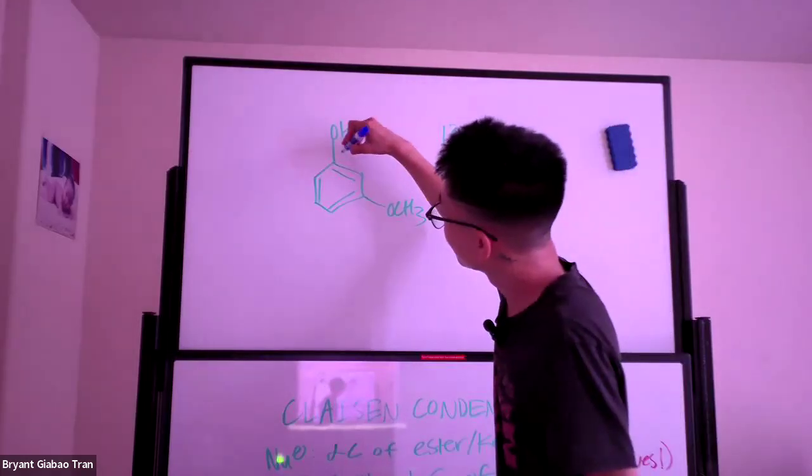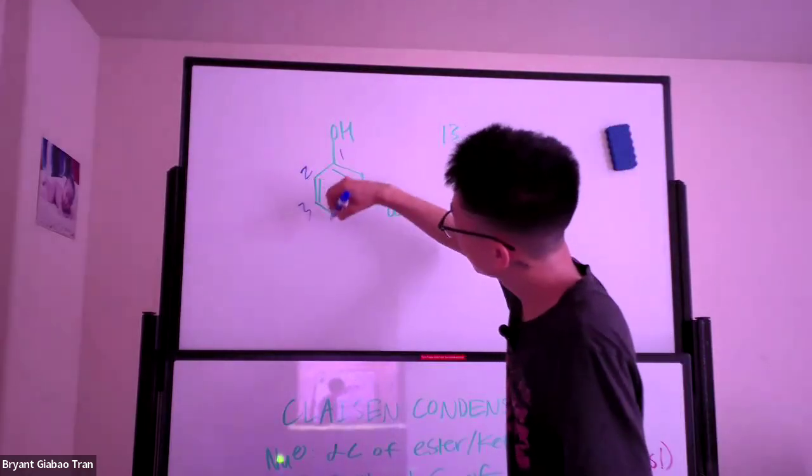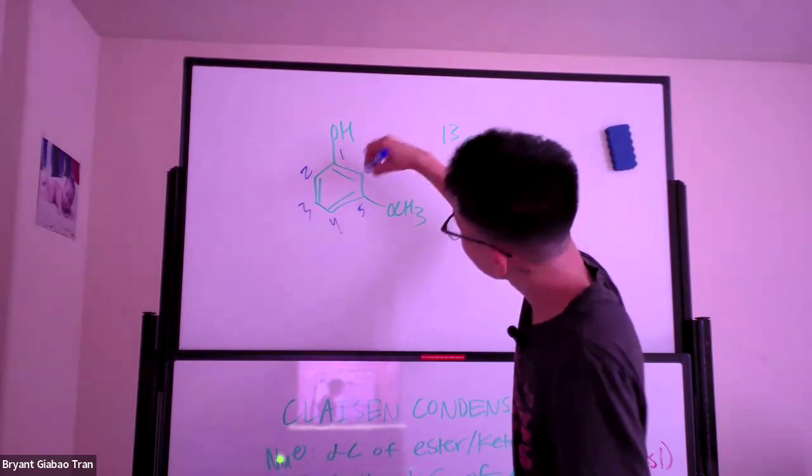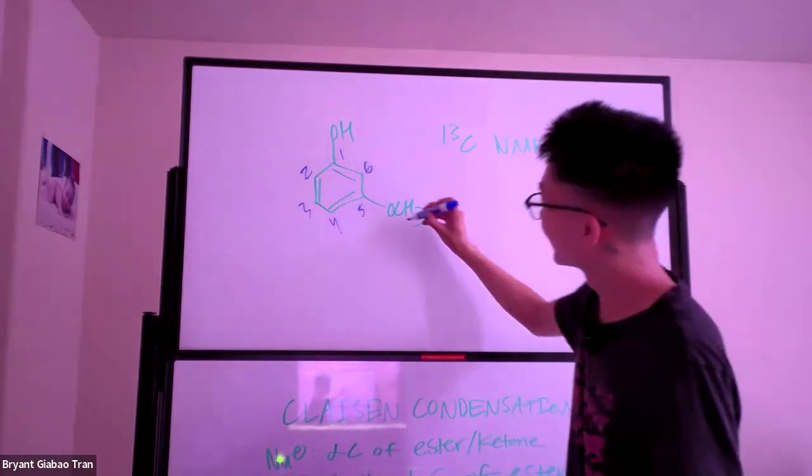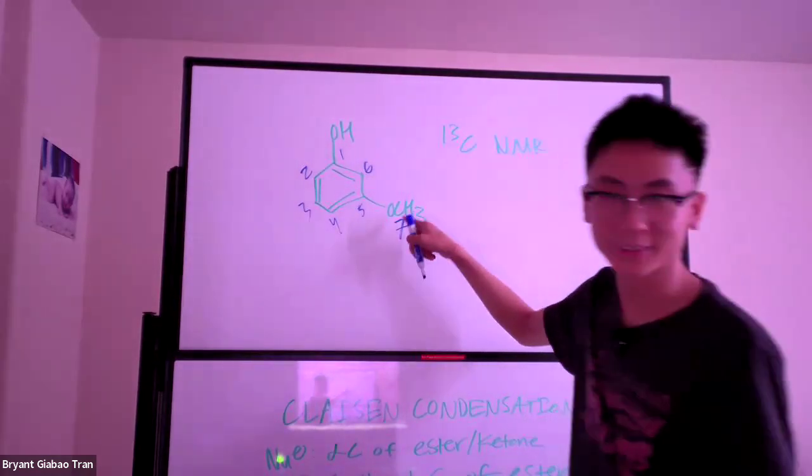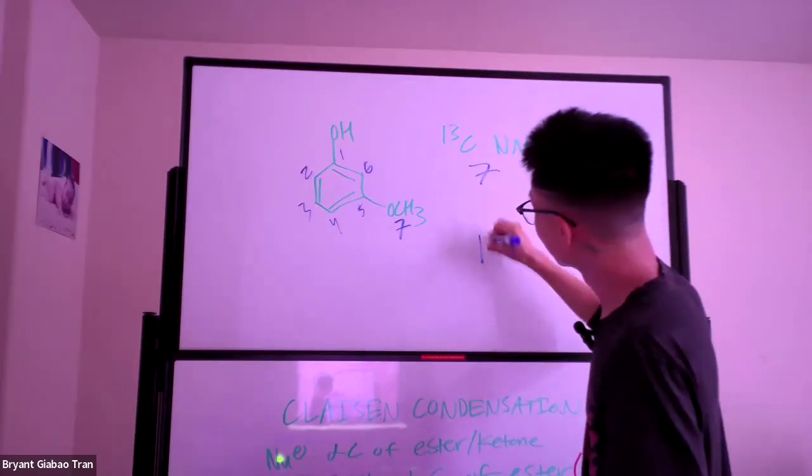One, two, three, four, five, six, and there's a sneaky carbon somewhere. Seven, right there, the carbon on that group. So seven unique peaks. What if I have something like this though?